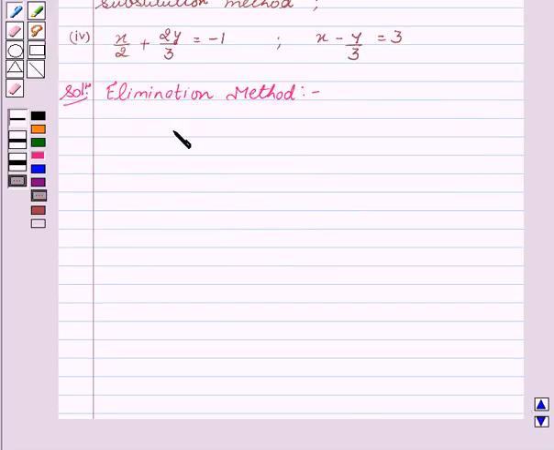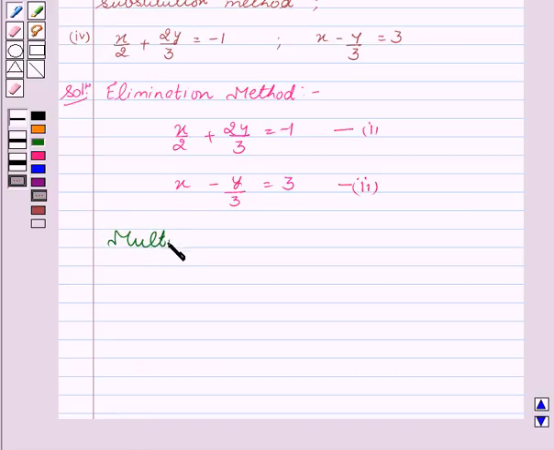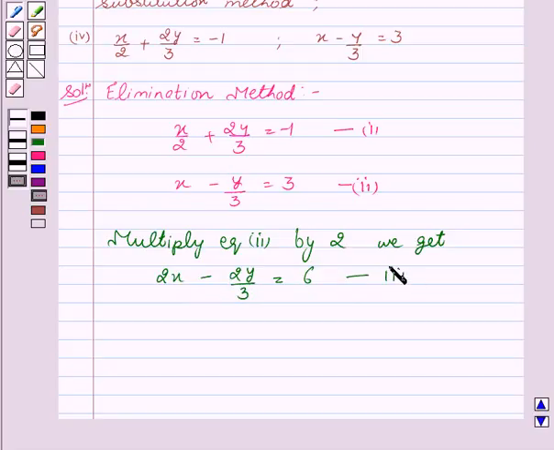Now, we are given the equations x upon 2 plus 2y upon 3 equal to minus 1 and x minus y upon 3 equal to 3. Multiply equation second by 2, we get 2x minus 2y upon 3 equal to 6. Now let this be our third equation. Now we'll add equation number 1 and 3.